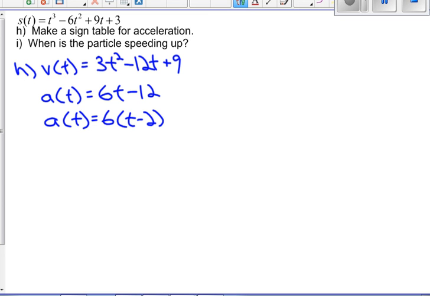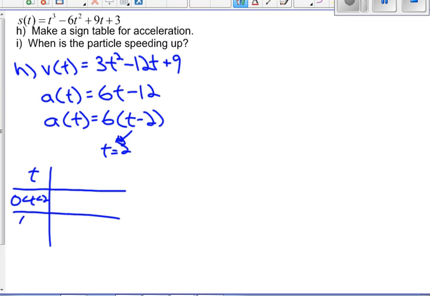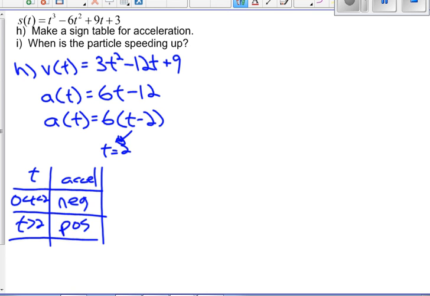If I factor that, I can see the number that zeroes it out. The most important number in here is 2. So that's the number I'm going to make my sign table for acceleration around. If I put in, say, 1 into the acceleration function, I will get a negative. If I put in 3, I'll get a positive. And for every other value greater than 2, I'll get a positive.